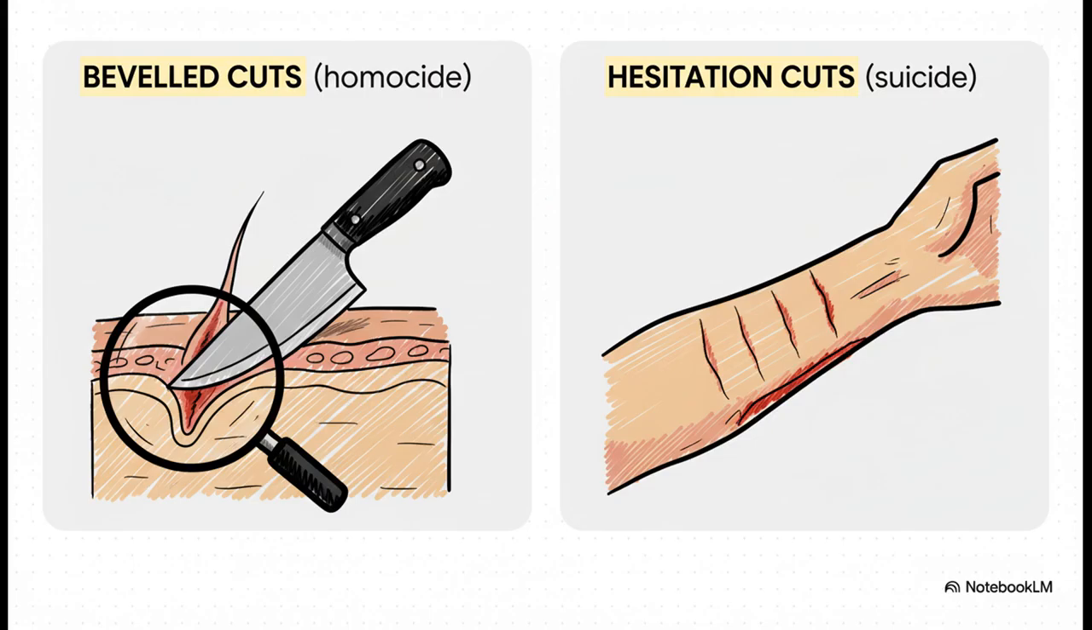So, how do these wounds help us figure out what happened? Well, when you're looking for signs of homicide, you're often going to find what we call beveled cuts. That's where the blade goes in at an angle. In total contrast, the big giveaway for suicide is the presence of hesitation cuts. These are multiple, shallow little trial cuts, usually in places that are easy to get to, like the wrists or the neck. So just lock these two phrases in your mind. Beveled cuts for homicide, and hesitation cuts for suicide.